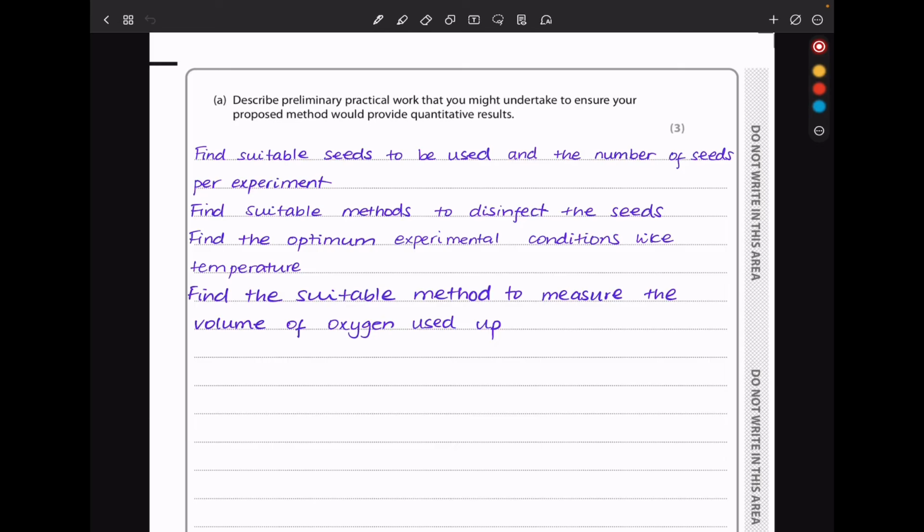We have to find ways of removing any pre-existing microorganisms from the seeds so that any changes in the volume of oxygen are going to be due to the respiration of the seeds only during germination and not the microorganisms that are pre-existing. So I said find suitable seeds to be used and the number of seeds per experiment, find suitable methods to disinfect the seeds, find the optimum experimental conditions like temperature, and find the suitable method to measure the dependent variable, in this case, the volume of oxygen used up.